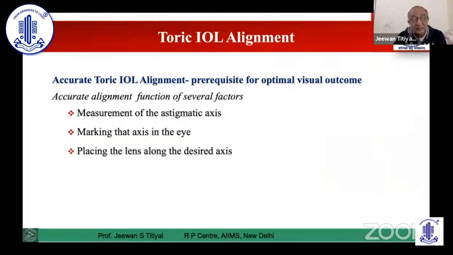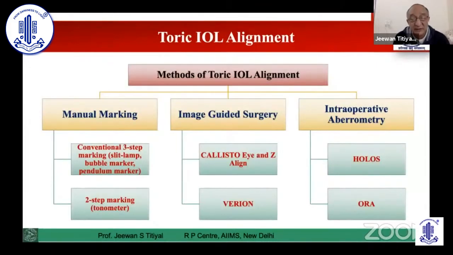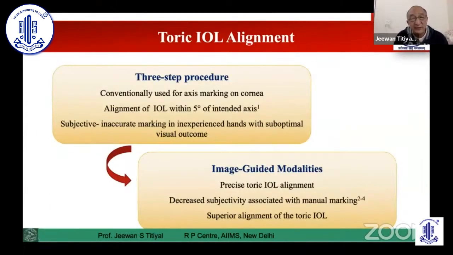But if you are using alignment with image guided systems like Callisto with Z Align or Verion, these are two important systems we have nowadays in the OR, which can help you. Or you can have intraoperative aberrometry devices. We can also enhance the outcome for your patients. So classically, we have been doing a three-step procedure, with three reference markers, then intraoperative axis marking for these patients. And now we have image guided modalities.